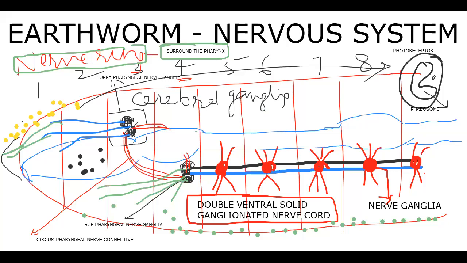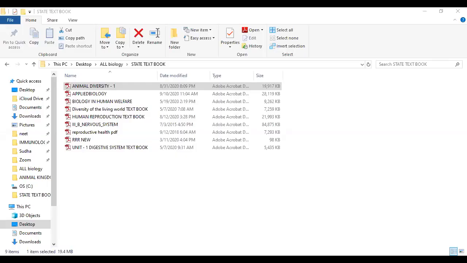Now that we have discussed the nervous system of the earthworm, let us see how it is given in the text about this particular earthworm, how it was mentioned in the text. We have to check it out. Nervous system of earthworm in the textbook.